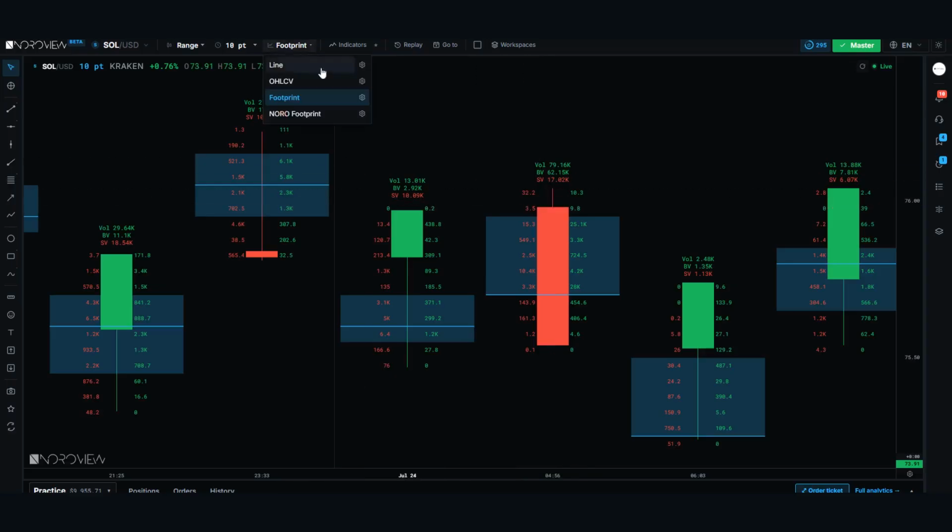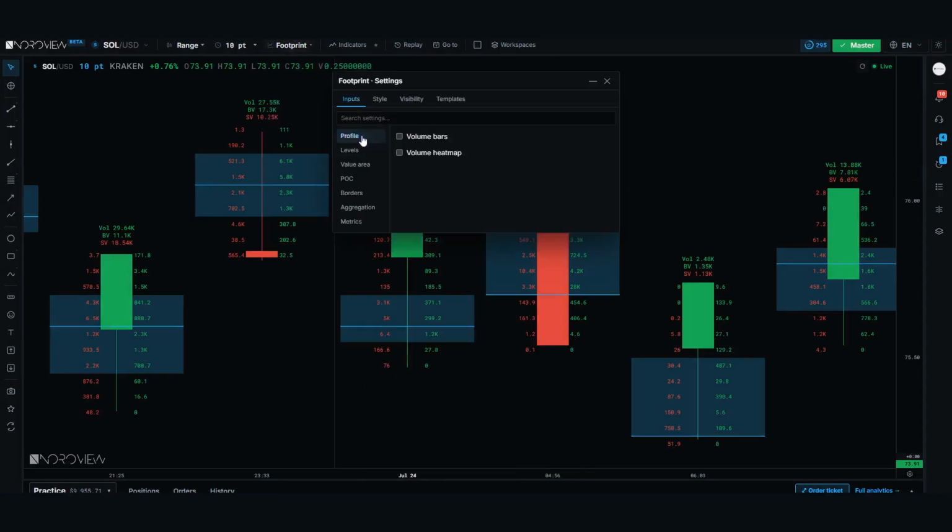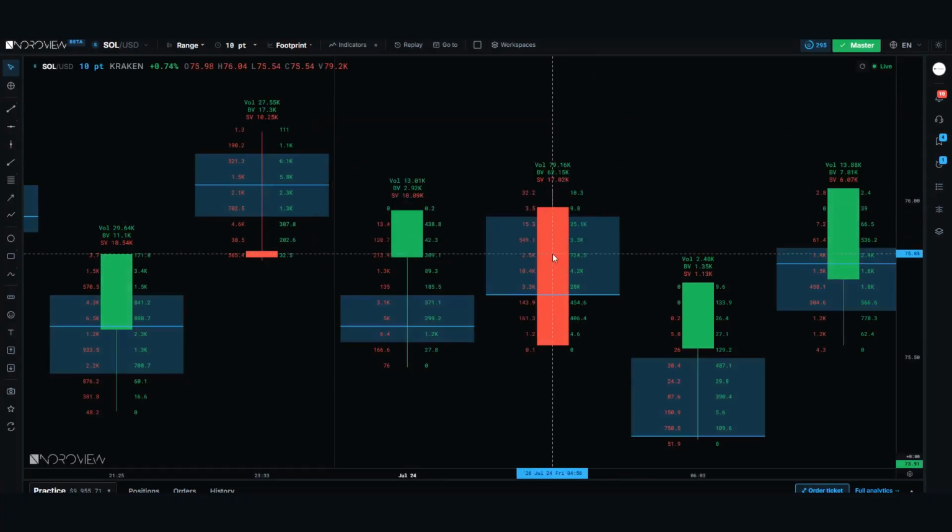And you can tune all of this yourself. In footprint settings, under value area, you can switch it on or off, change the percentage it covers, and change its color and opacity. POC plus value area gives you a clean, volume-based map of a candle. No indicators required. Here's my favorite one.